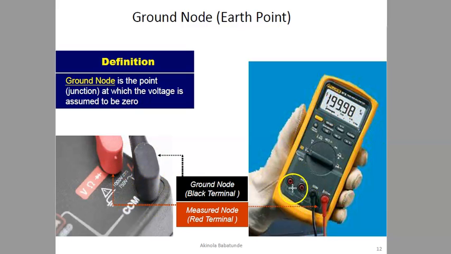So what you see here is that the black terminal or cable represents the ground node, and then the red terminal or red cable represents the measured node. And the measured node could be where you're measuring the current or the voltage or whatever parameter needs to be measured. So when you get to the lab, you will make use of these a lot in the laboratory, or probably you've made use of it already.